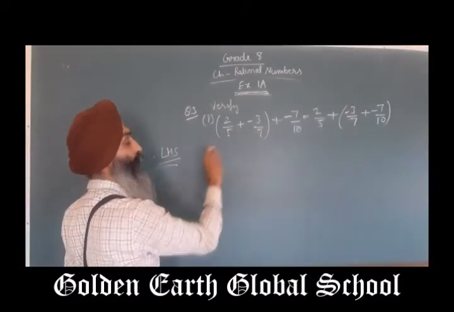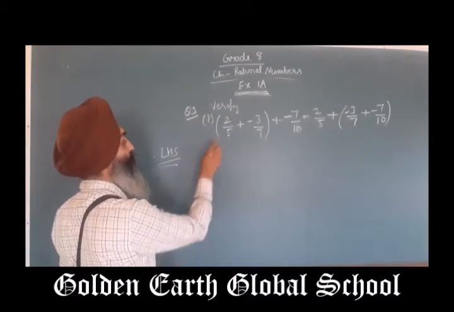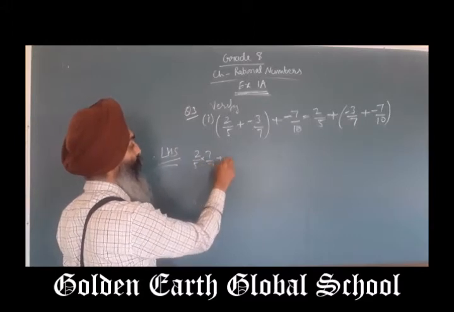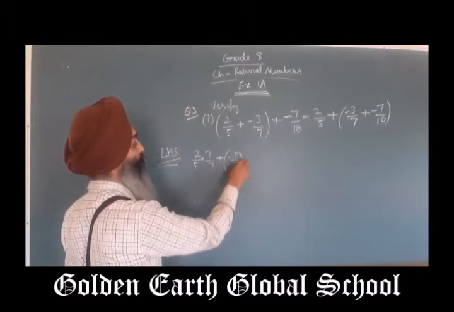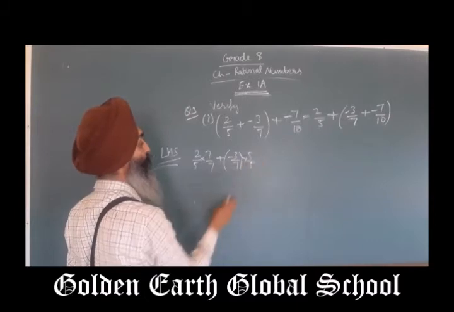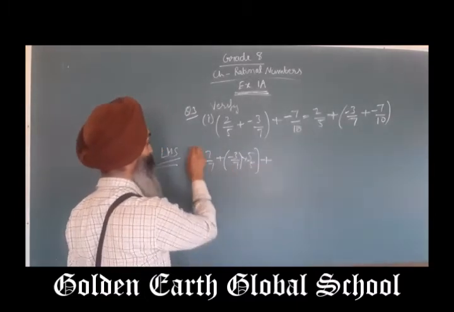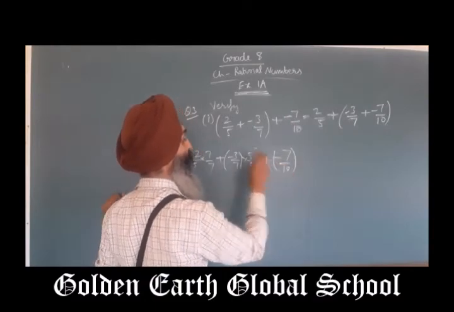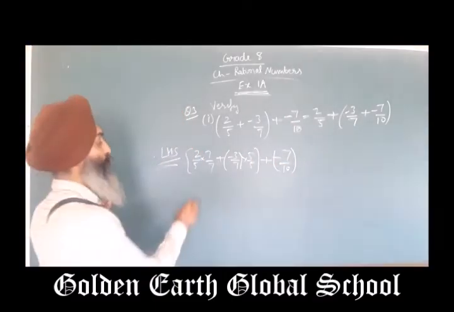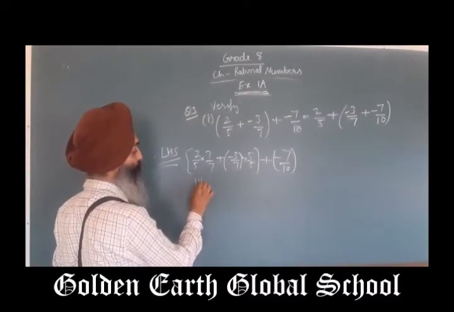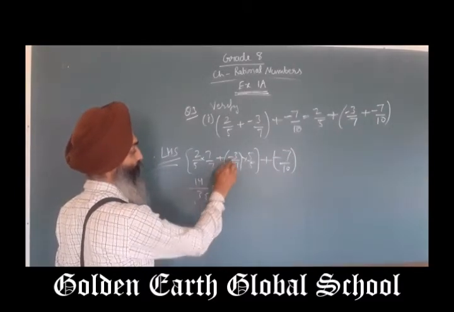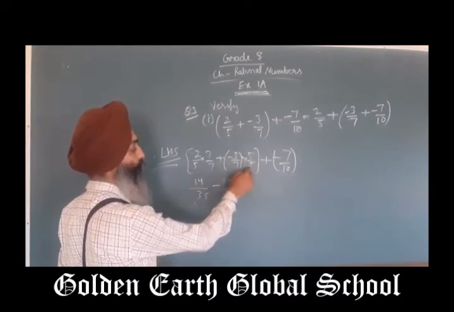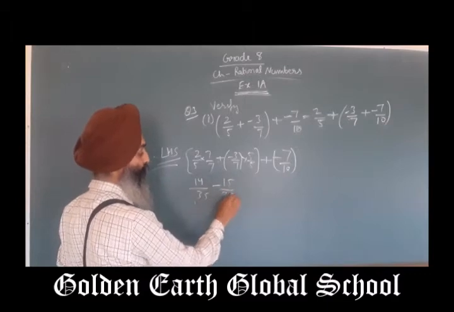The LCM of 7 and 5 is 35. So how to make it 35? By multiplying 7. Put in bracket. And how to make it 35? By multiplying 5, plus minus 7 upon 10. Put in bracket, right? So now how to multiply it? 7 twos are 14 upon 35 plus minus, minus 15 upon 35. 5 threes are 15, 7 fives are 35.